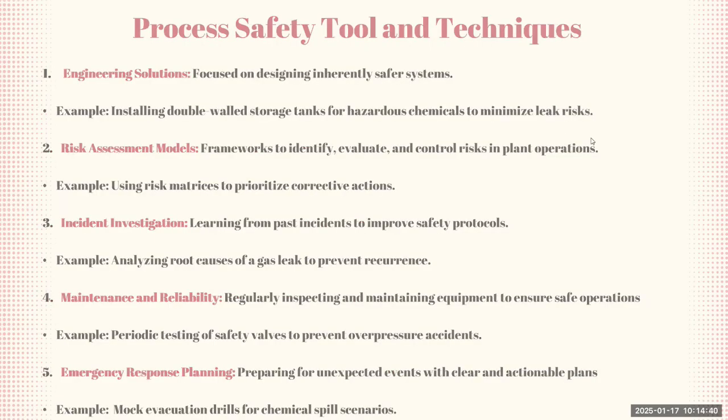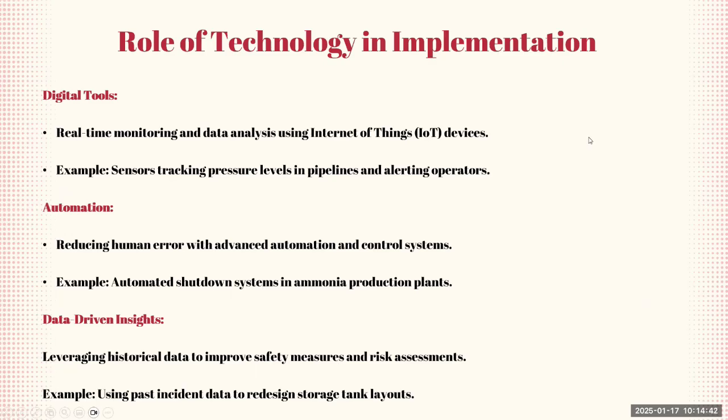Now let's talk about the role of technology implementation, because now we are in the age of technology, the age of the internet, and of course this helps us to also operate in a safer manner. So we can use digital tools like real-time monitoring and data analysis using Internet of Things devices. So for example, sensors tracking the pressure in pipelines, and if there's something, it alerts the operator. Okay, there's an alarm that there's a pressure increase in this area and you need to do something, for example.